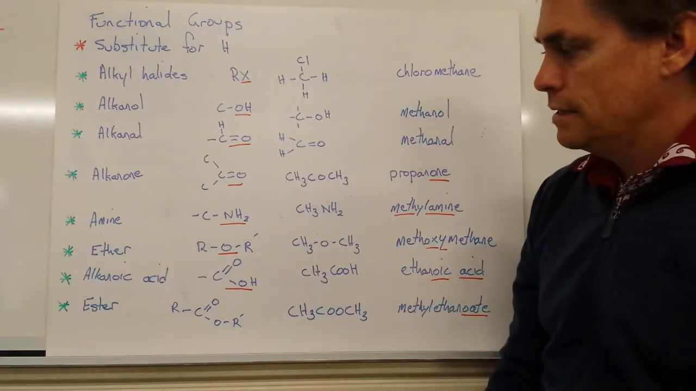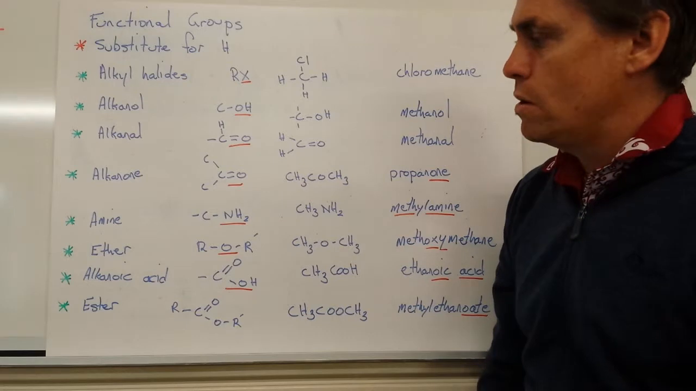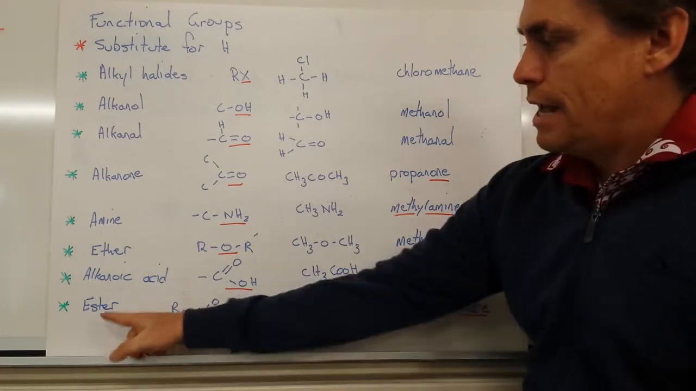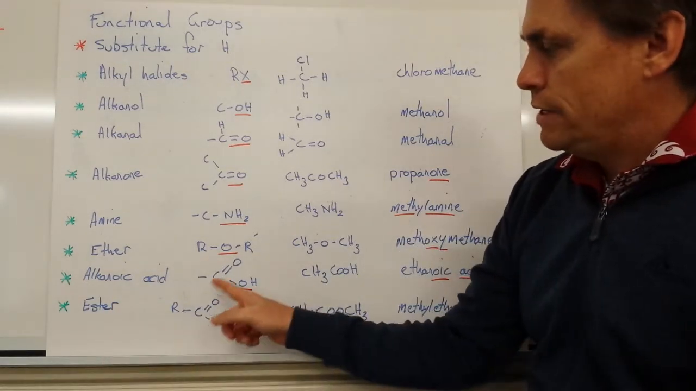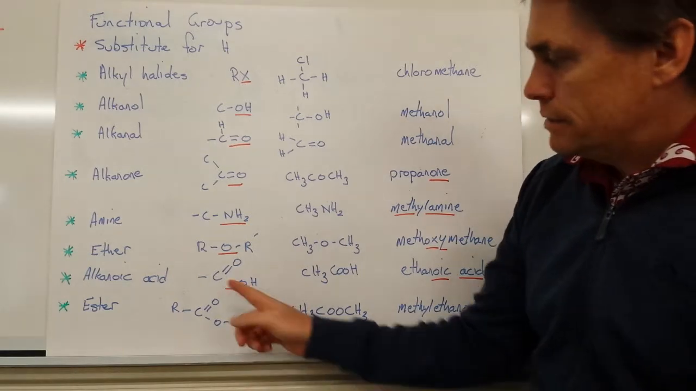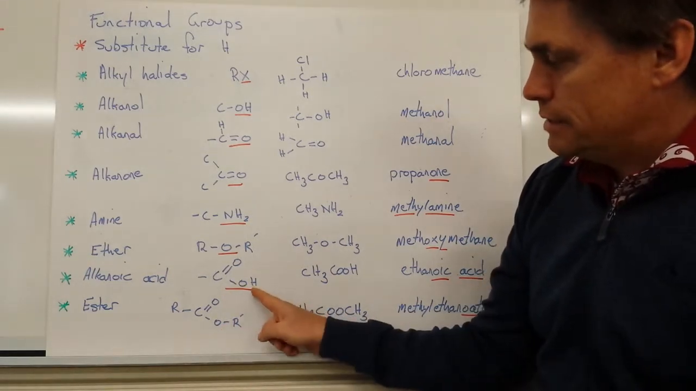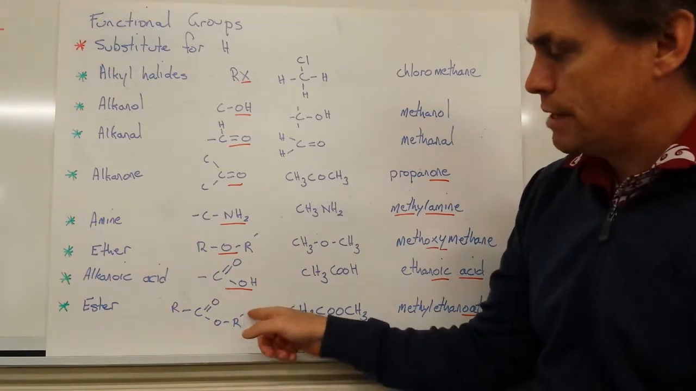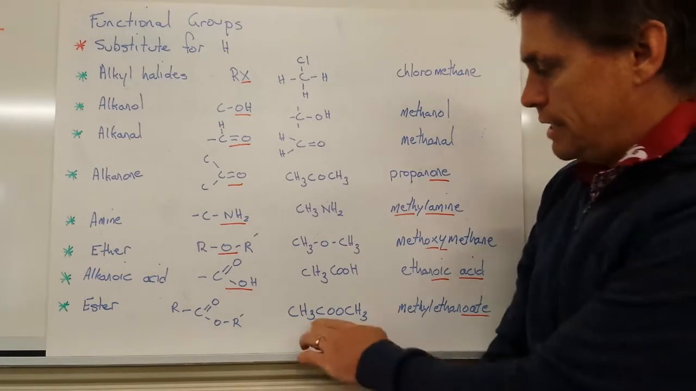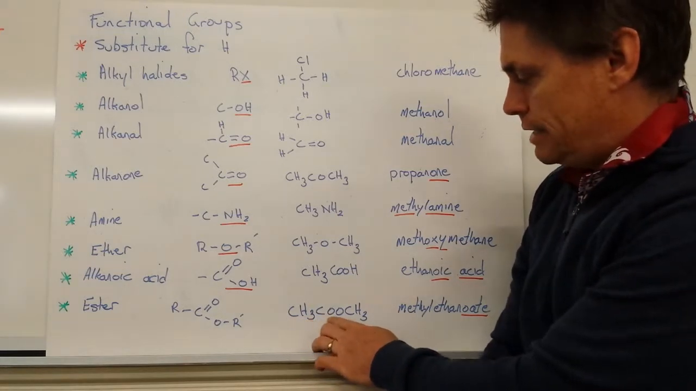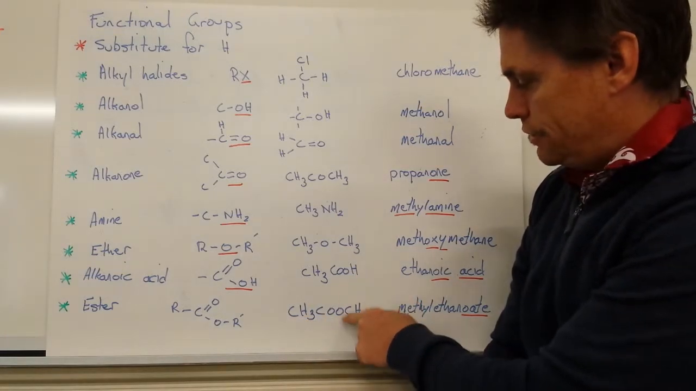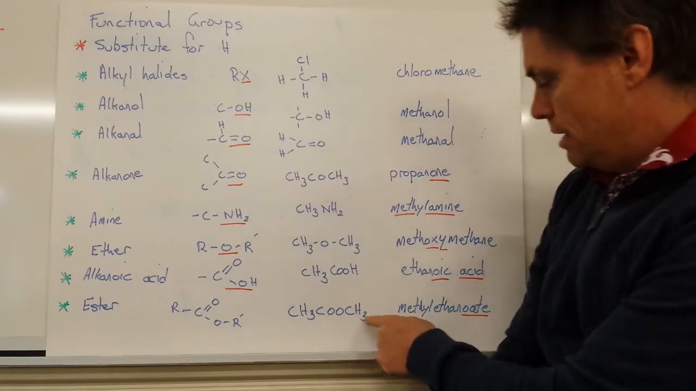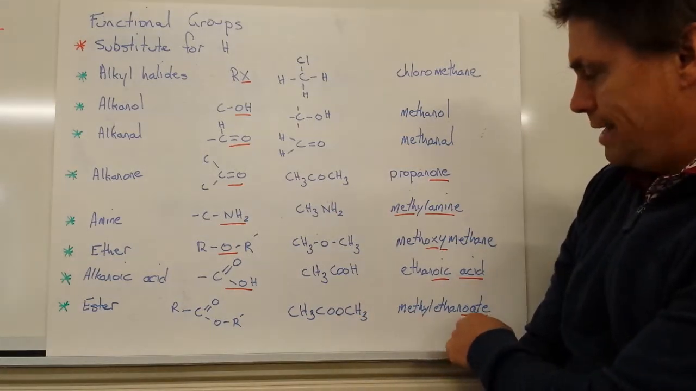And then finally, although there are a lot more molecules, we can have an ester, which is a derivative of an alkanoic acid. So similar structure, except this time we substitute the hydrogen on our hydroxy group for another carbon chain. So we represent that with an R dash. So in this case I've got a CH3COO, and instead of the H, I've put in another methyl group. So we have what's known as methyl ethanoate.